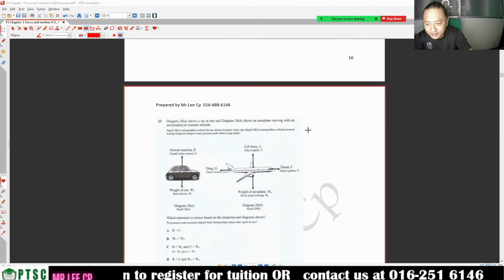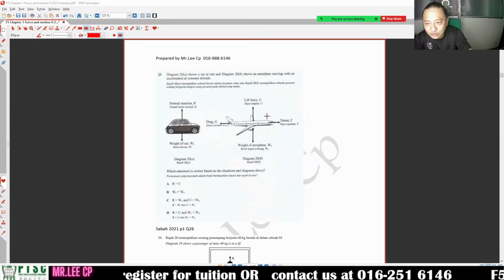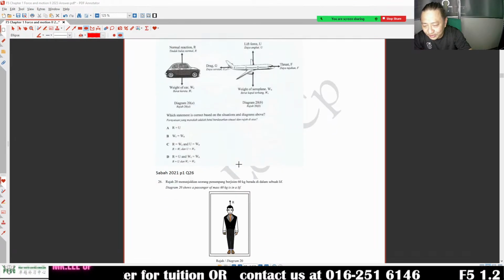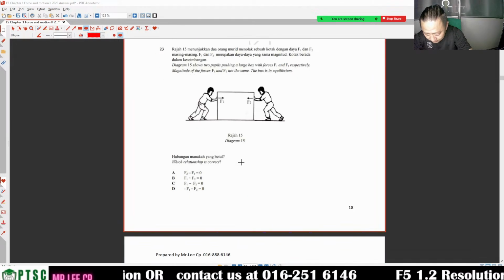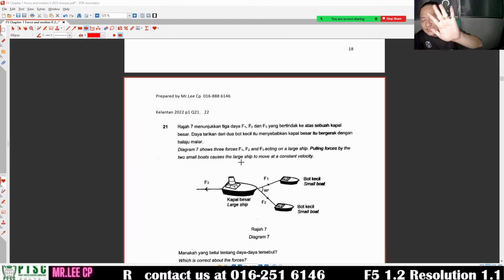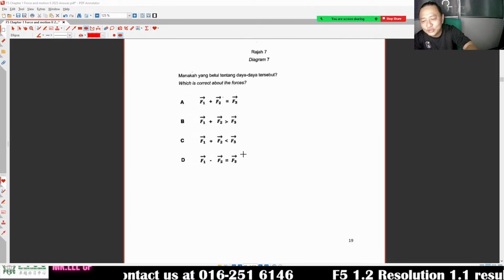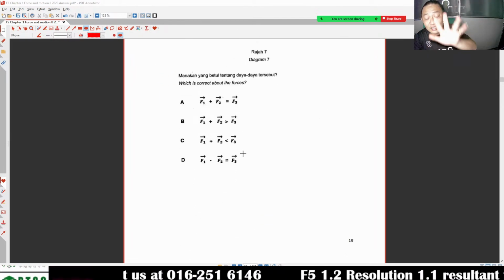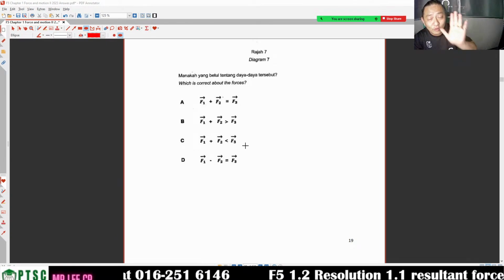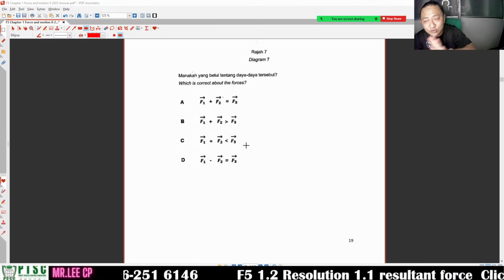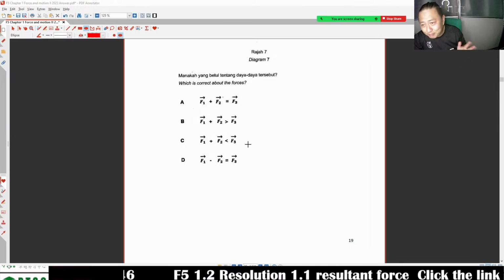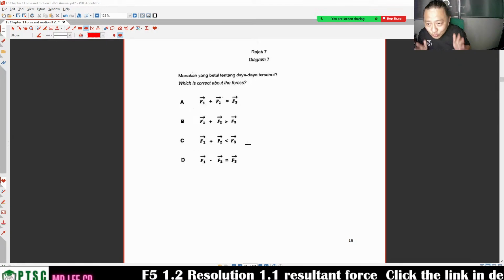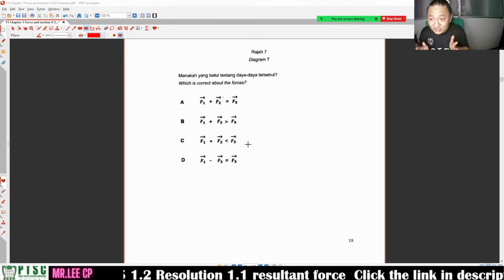All right. We are going to continue to do this one next week. Is that okay? I know you are tired already. Now, there are a lot of questions about this chapter. This chapter, 1.1 and 1.2 is resolution of force. This is still resultant force. It is a big part, right? If you missed it, you see how hard it is.